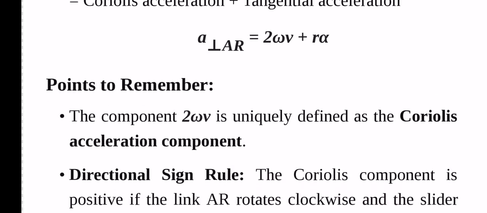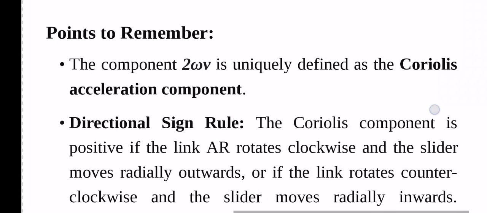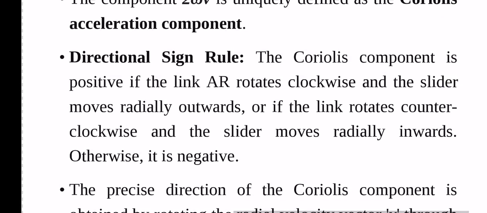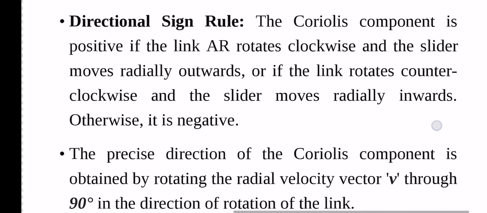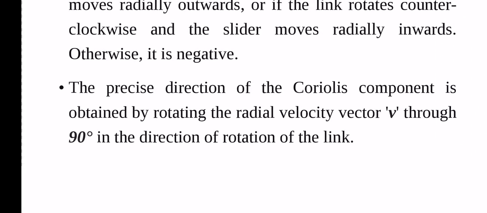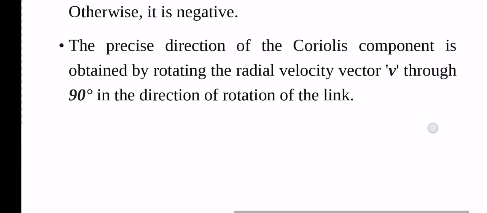Point to remember: the component 2 omega v is uniquely defined as the Coriolis acceleration component. Directional sign rule. The Coriolis component is positive if the link AR rotates clockwise and the slider moves radially outward, or if the link rotates counterclockwise and the slider moves radially inwards; otherwise it is negative. The precise direction of the Coriolis component is obtained by rotating the radial velocity vector v through 90 degrees in the direction of rotation of the link.